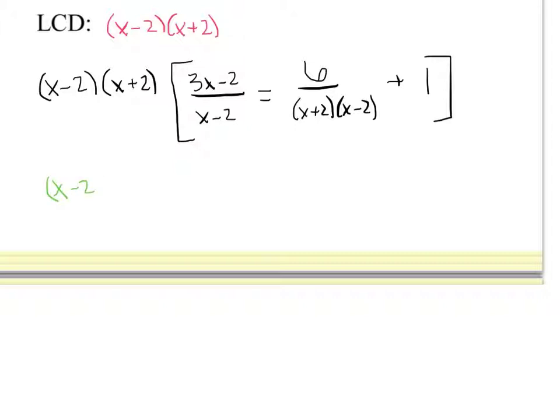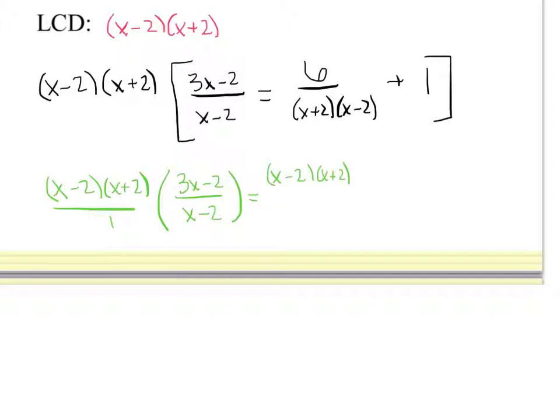x minus 2 times x plus 2 over 1, and I'm going to multiply that by 3x minus 2 divided by x minus 2, and this is going to be equal to x minus 2 times x plus 2 over 1 times 6 divided by x plus 2 times x minus 2, and then I have plus x minus 2 times x plus 2 over 1 times 1.